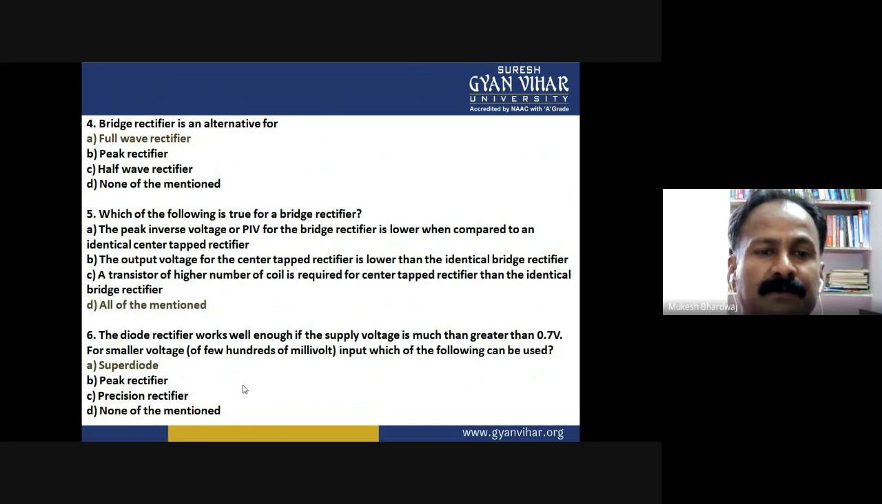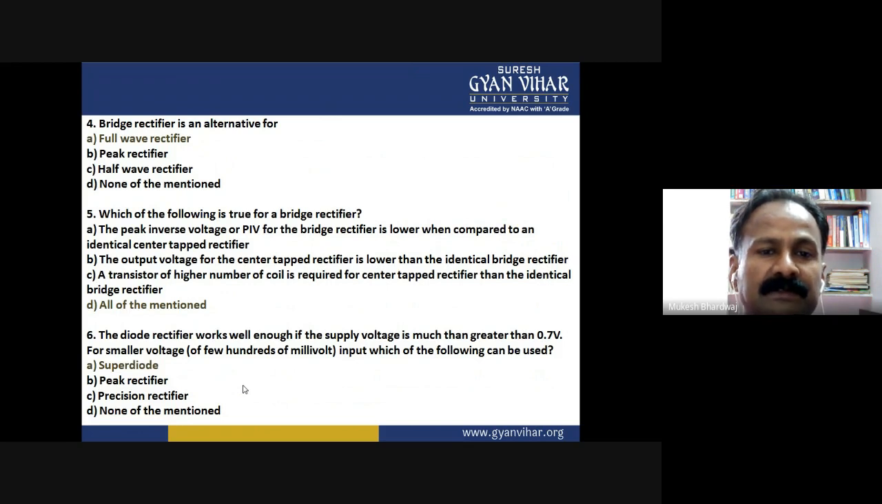The peak inverse voltage or PIV for the bridge rectifier is lower when compared to an identical center tap rectifier. The output voltage for the center tap rectifier is lower than the identical bridge rectifier. C option, a transformer of higher number of coils is required for center tap rectifier than the identical bridge rectifier.